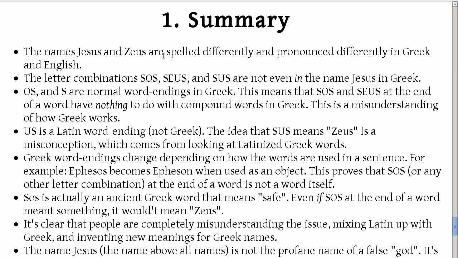The names Jesus and Zeus are spelled differently and pronounced differently in Greek and in English. The letter combinations SOS, SEUS, and SUS are not even in the name Jesus in Greek. OS and S are normal word endings in Greek. This means that SOS and SEUS at the end of a word have nothing to do with compound words in Greek. This is a misunderstanding of how Greek works. US is a Latin word ending, not Greek. The idea that SUS means Zeus is a misconception, which comes from looking at Latinized Greek words.